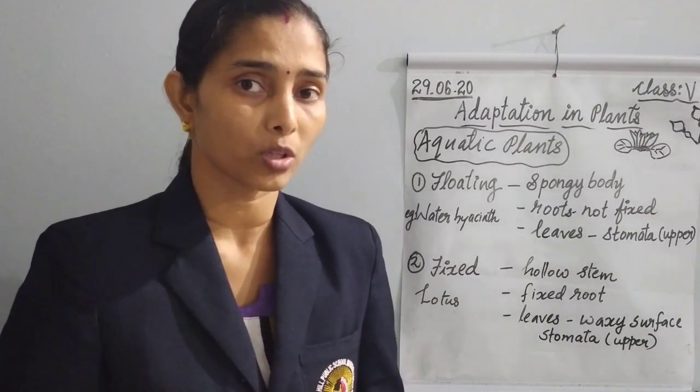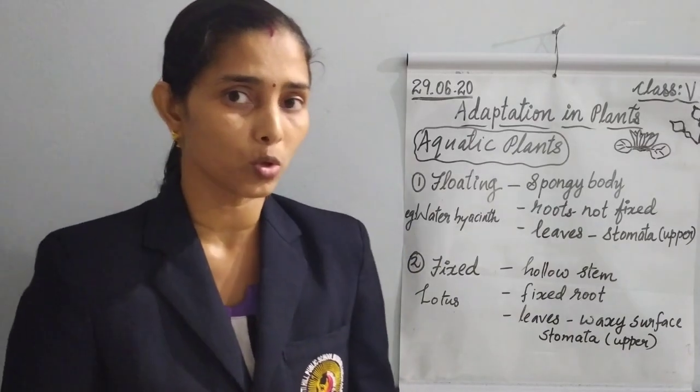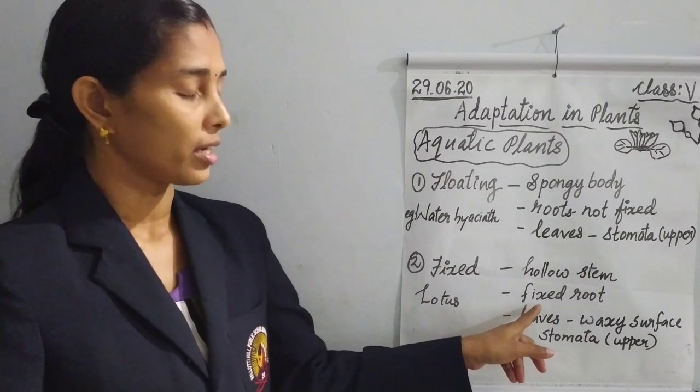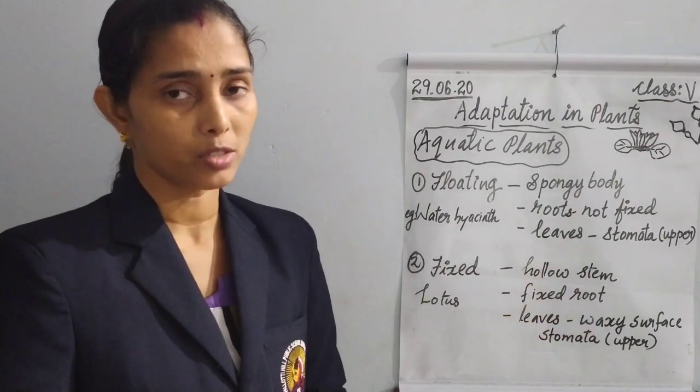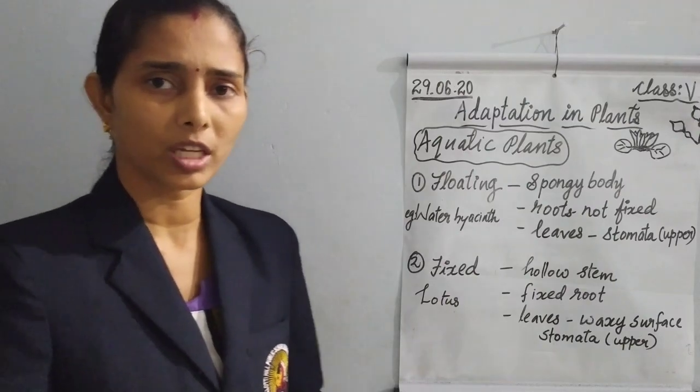Using that fixed root, they will be there in the marshy or the muddy soil. They can fix their roots through which they can absorb water, minerals, etc. Okay. Then that is why their roots are fixed. That is one of the adaptations of these kinds of plants. Then what about the leaves?